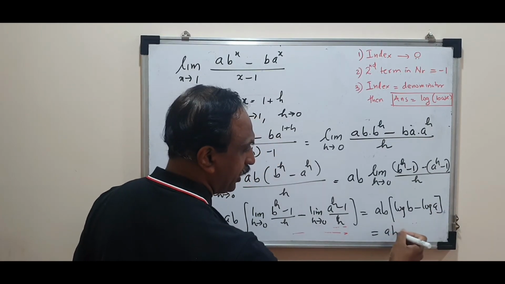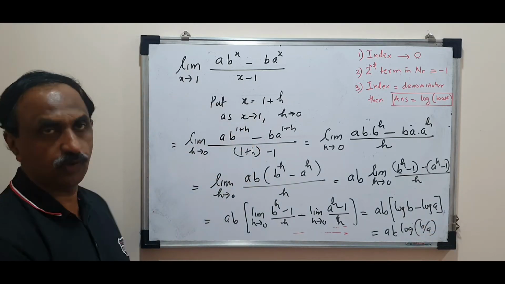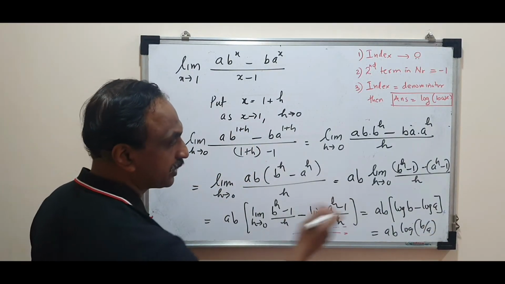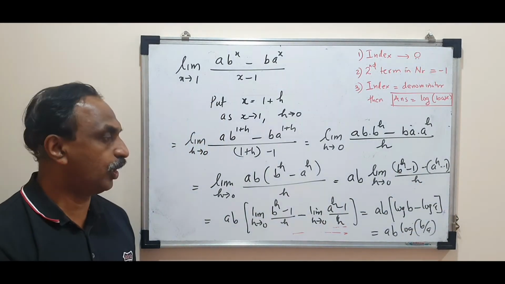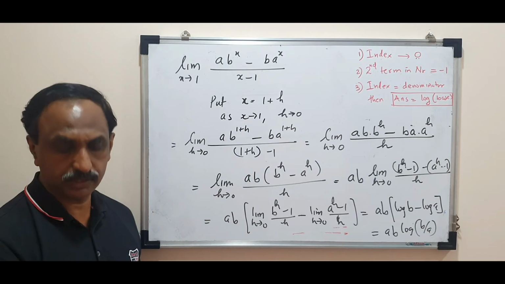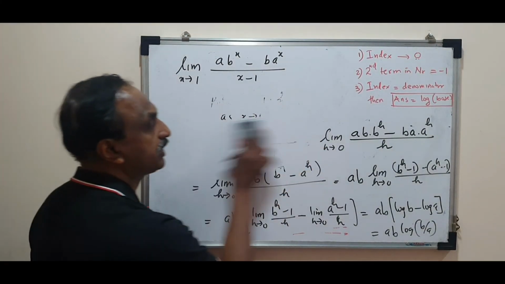That is AB into log B by A. So you can apply this formula directly. You may not write these steps. Directly from here, log B, log A, and finally log B by A. You can apply this. This problem also can be done by the derivative method, which is much simpler.